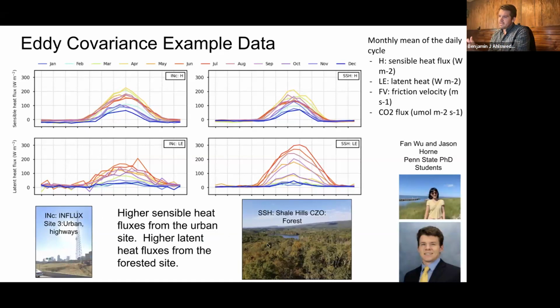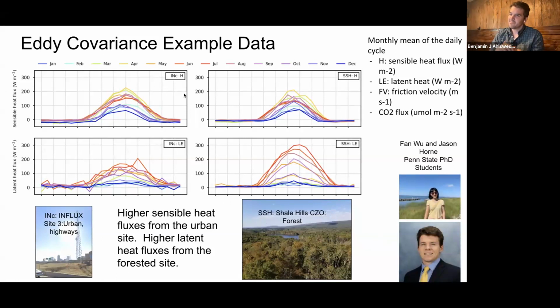And on the right-hand side is the SSH site, Shale Hills, which is obviously a very heavily forested site. These are both managed by us, and I should mention that Fan Wu and Jason Horn prepared the data and made these plots of the daily diurnal cycle. We're going to be getting this exact type of data from Baltimore, where we'll get measurements of sensible heat flux, or H.